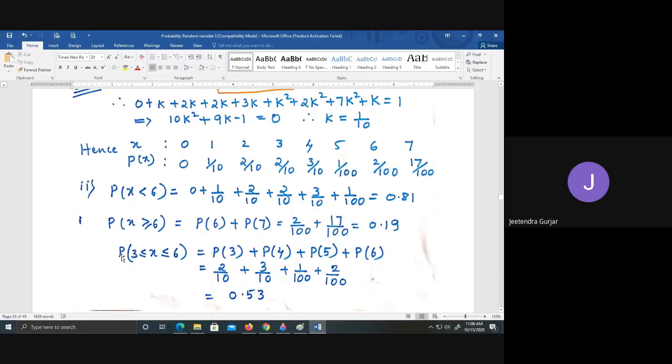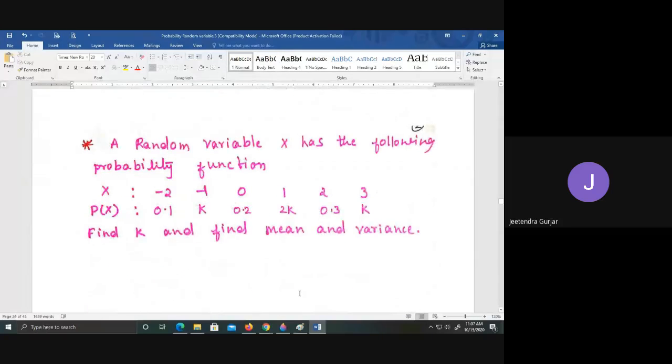Again, we have the next probability: 3 is less than or equal to x less than or equal to 6. Means from 3 to 6, we have to take the random variables and respective probabilities and add them. So if you add all this, 2 divided by 10 plus 3 divided by 10 plus 1 upon 100 plus 2 upon 100, you are going to get the probability between the variable 3 to 6, it is 0.53.